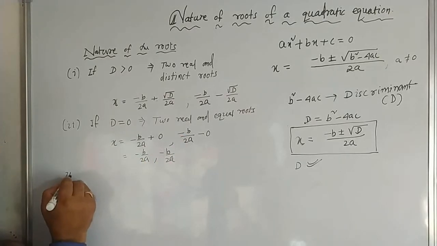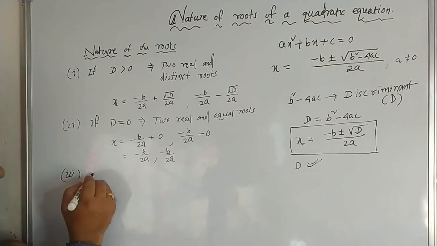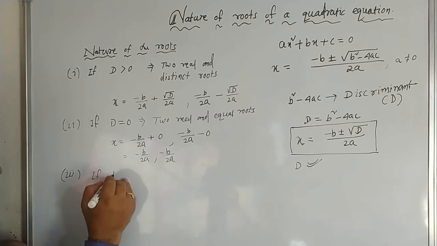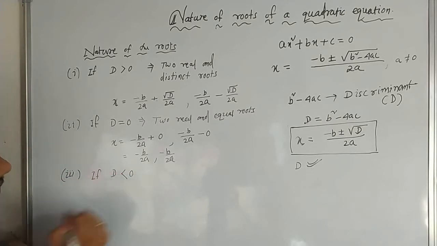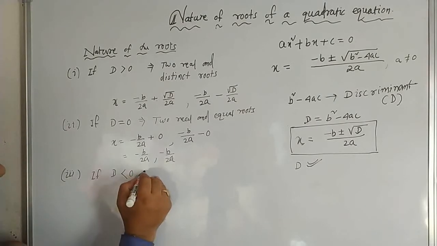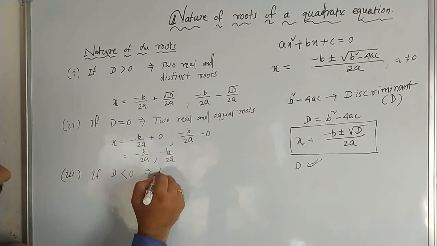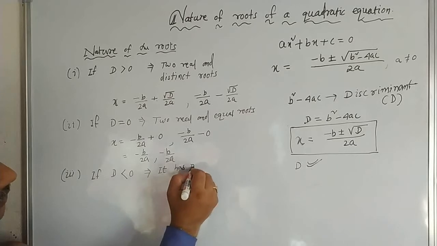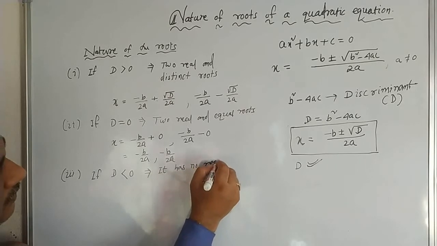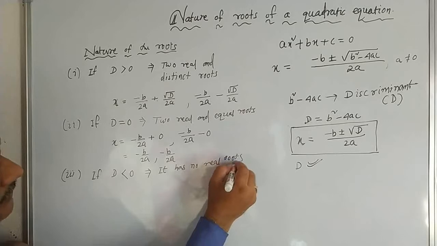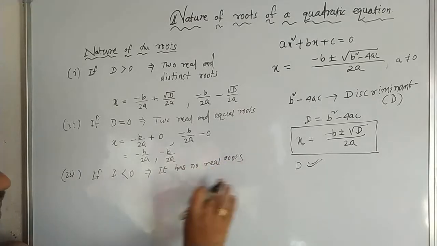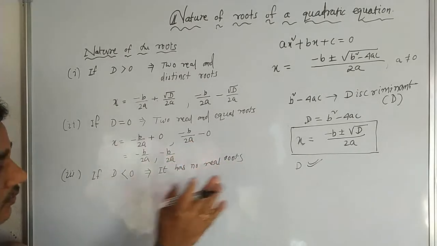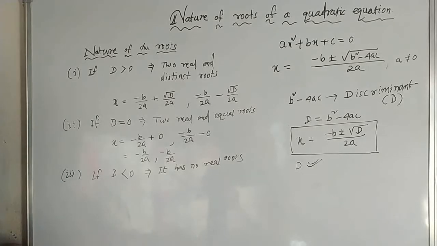Then if D is less than 0, D is less than 0 means negative, then you can say that it has no real roots. Keep it in mind: you cannot write that it has no roots. It has no real roots if D, that is b square minus 4ac, is negative.